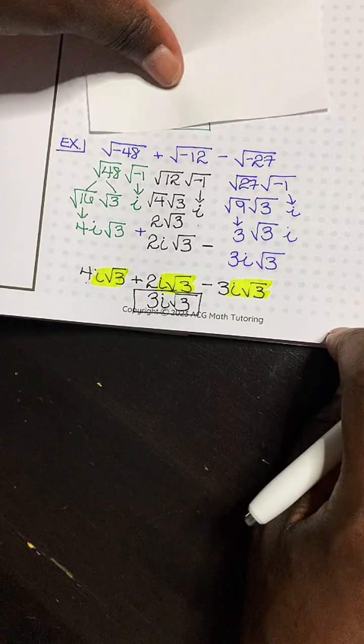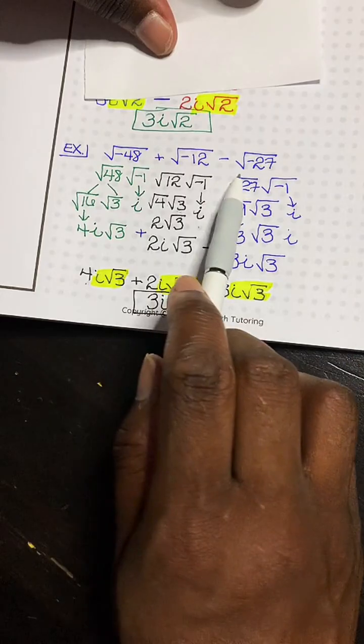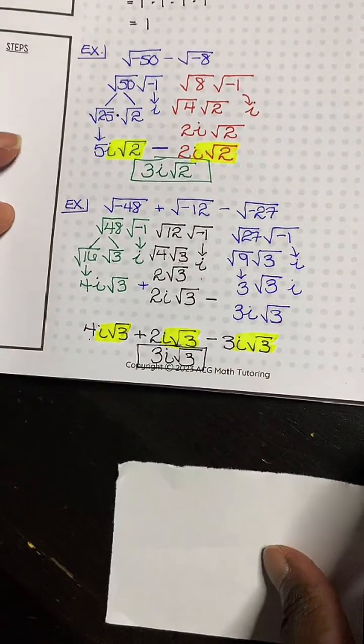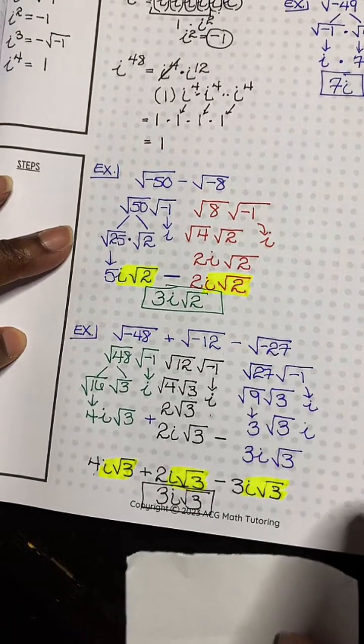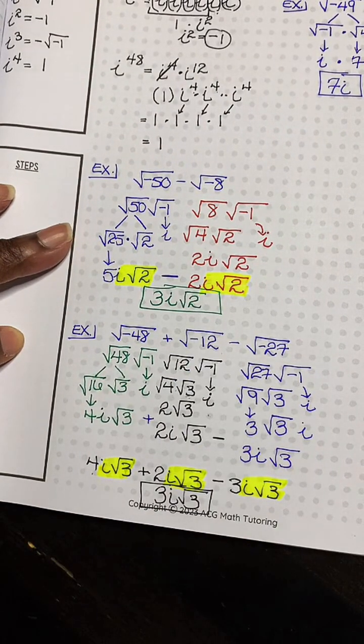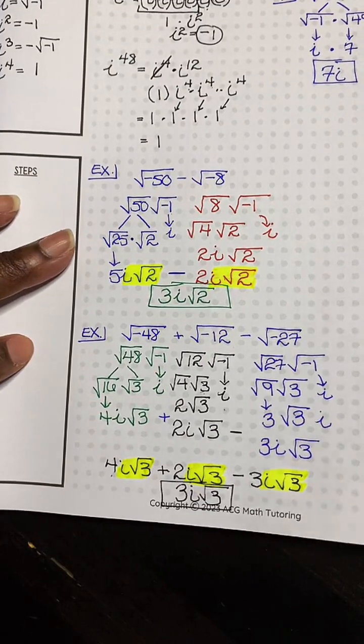All right, so that was a combination. This last one was a combination of adding and subtracting. Okay, what we were doing before, we did a little bit of subtraction. Same thing could happen for addition. But we have to break it down so we can get like terms.